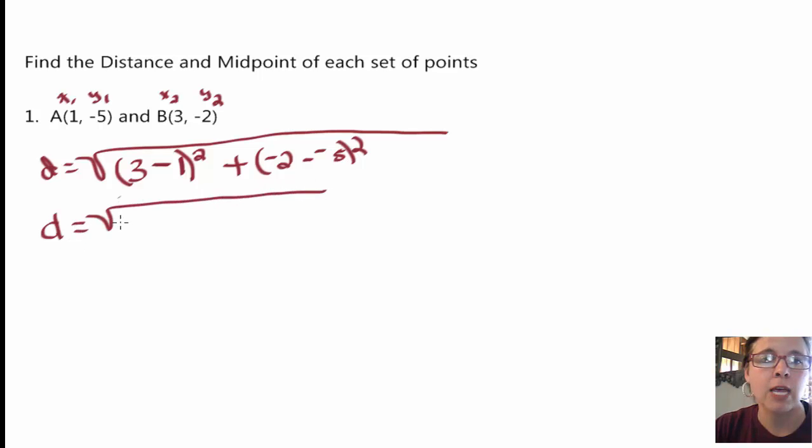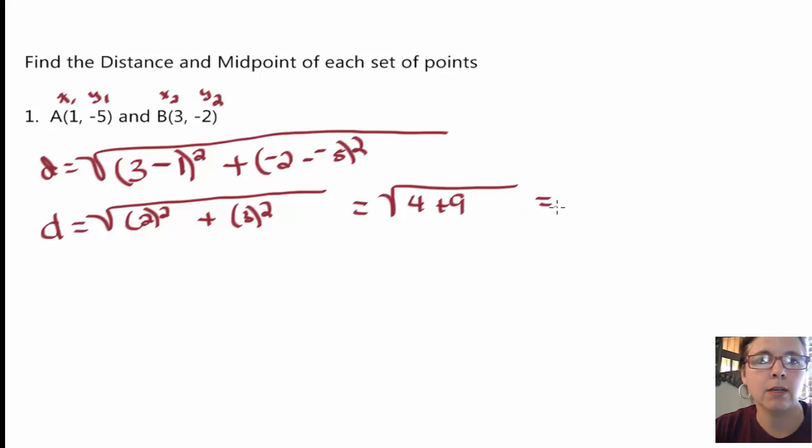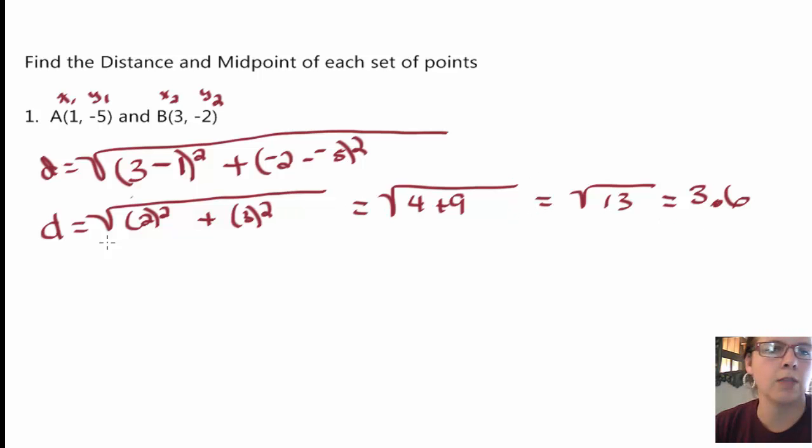Now, if you put this in your calculator correctly, you can just put that on your calculator. I'm going to do it by hand though. So 3 minus 1 is 2 squared, plus negative 2 plus 5, so 3 squared, which is going to give me the square root of 4 plus 9, which is the square root of 13, okay? If you put that in your calculator, we'll round it, it's 3.6. Sometimes you'll leave it as the square root of 13. Other times you'll do 3.6, okay?